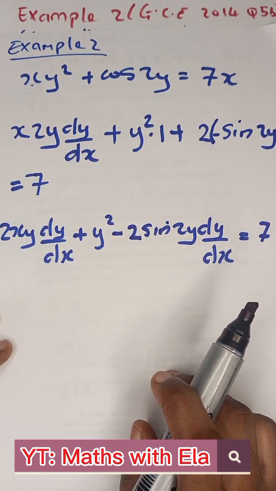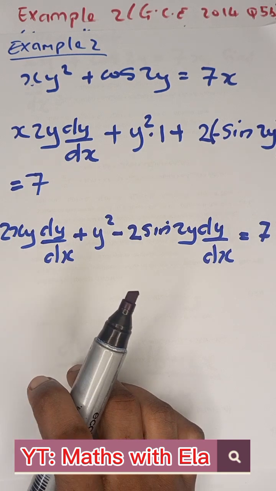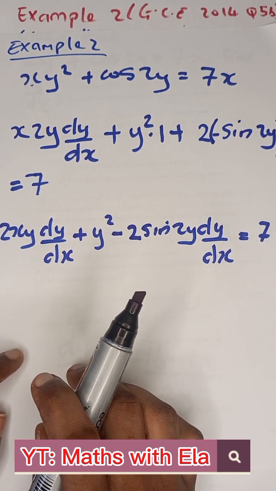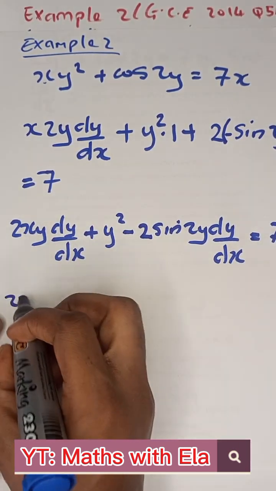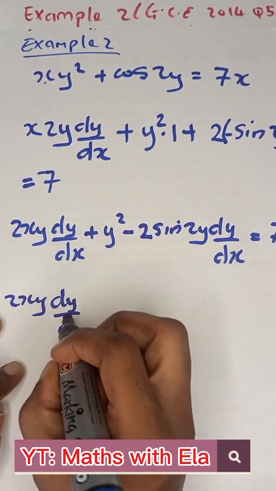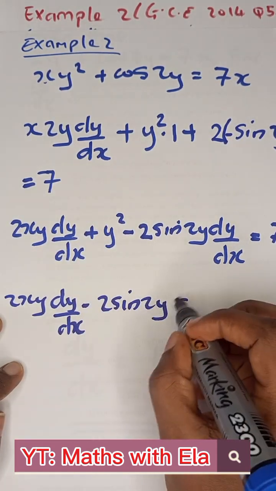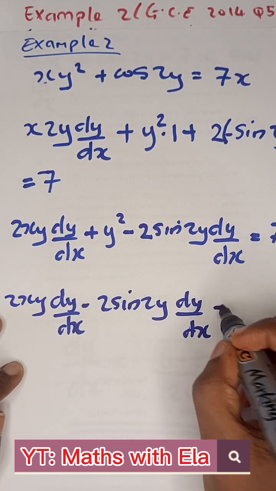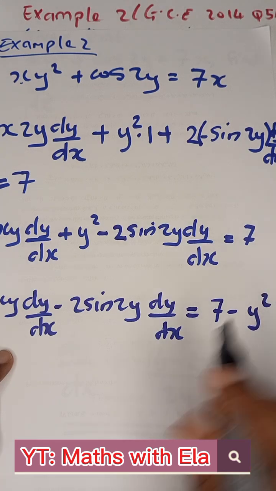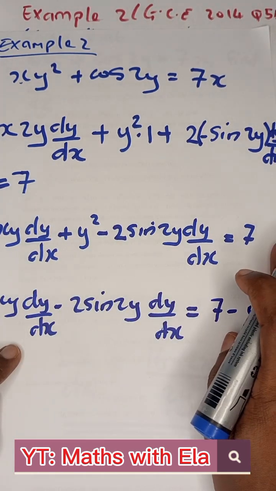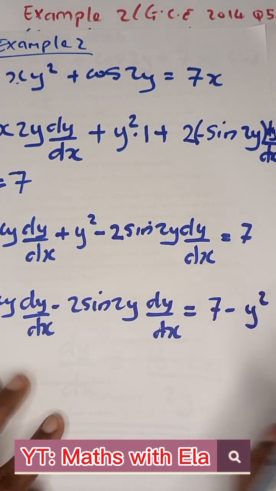Now we are looking for dy by dx. So we are going to group all the terms that have dy by dx and factor it out, and every other thing that doesn't have dy by dx, we move it to the right hand side. So doing that, we have 2xy dy by dx minus 2 sine 2y dy by dx is equal to 7 minus y squared. This y squared moves to the right hand side because it's a positive y squared. When it crosses the equal sign, it becomes negative y squared.